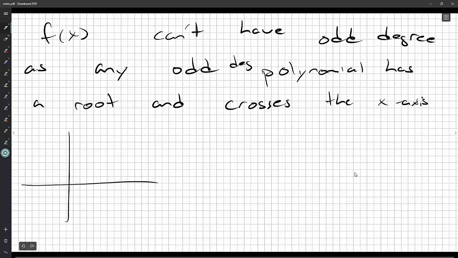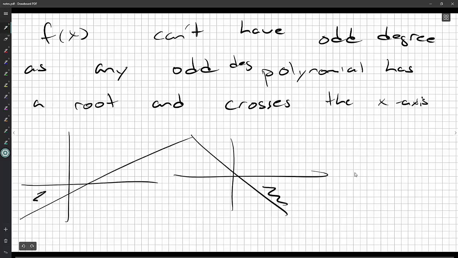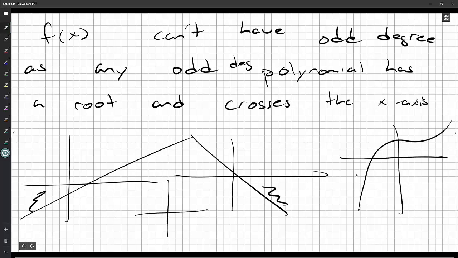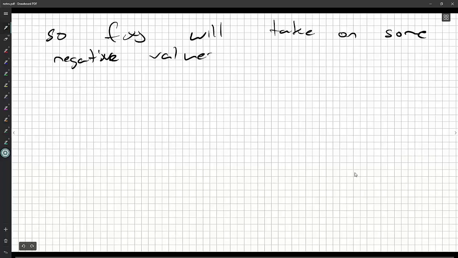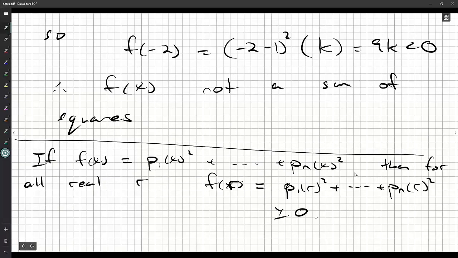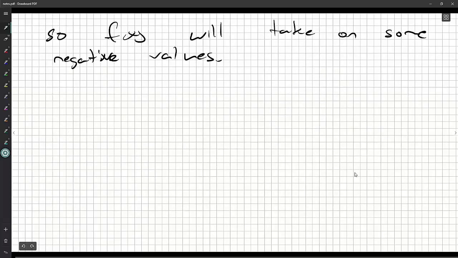So for example, every linear term either looks something like this or like this, and you're going to get some negative values. Any cubic looks roughly like this or like this. It crosses the x-axis, you're going to get some negative values. So f of x will take on some negative values. But that can't happen because we had this earlier rule that we wrote down. We might even call it star because we refer to it so many times, so we could say it can't have negative values by star.